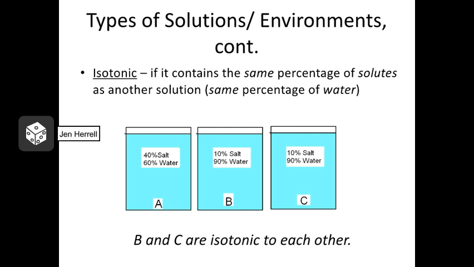Sometimes solutions have exactly the same concentrations of solutes and solvents, and in that case we call them isotonic. We would say that solution B and solution C are isotonic to one another because they have the same levels of solute and solvent.